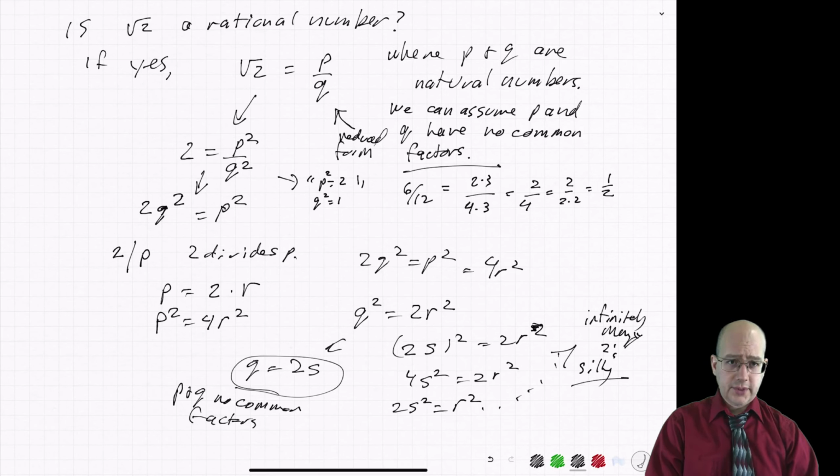And in fact, you could probably argue that if they're natural numbers, they would get very large, infinitely large. So things break down basically. So square root 2 is not rational. All right, and that's that.